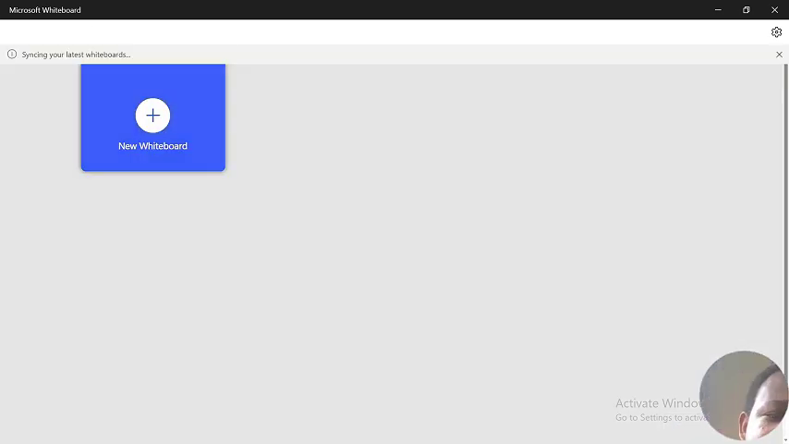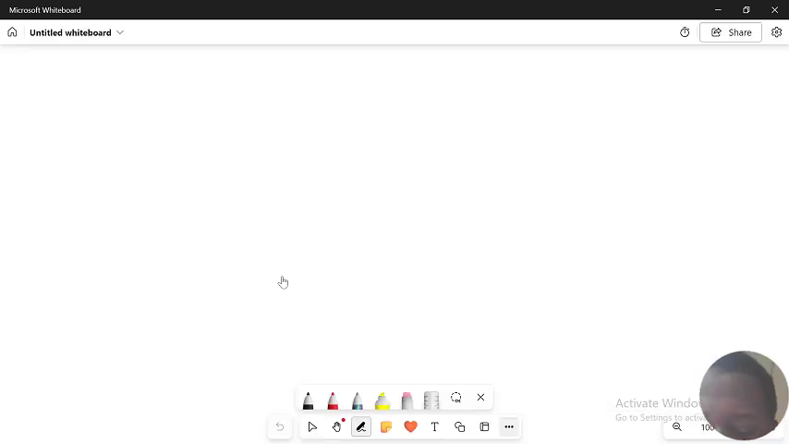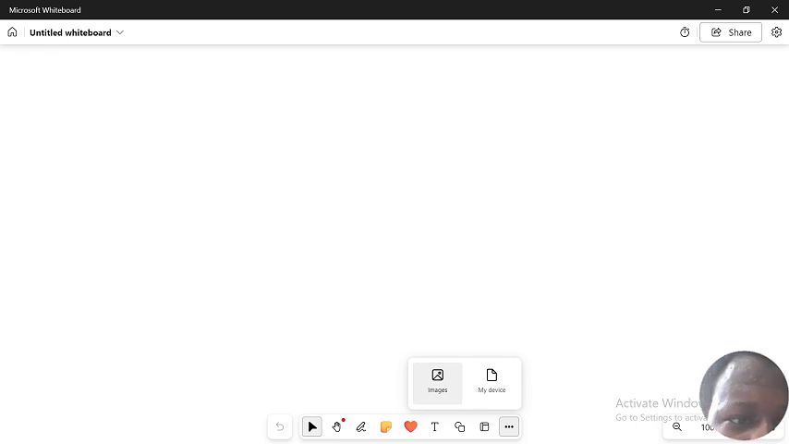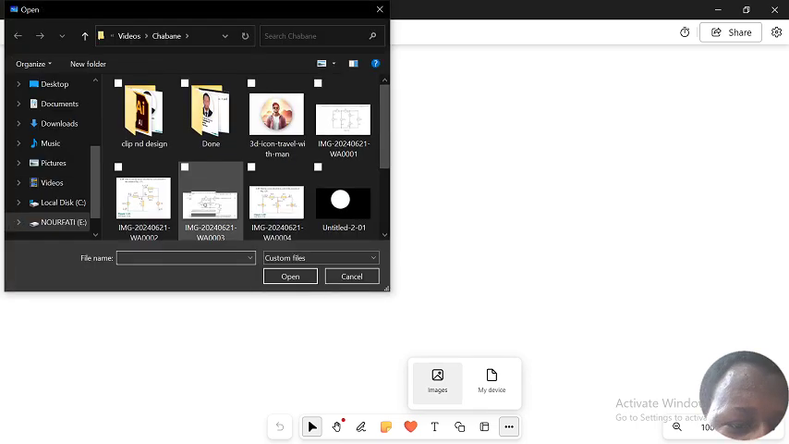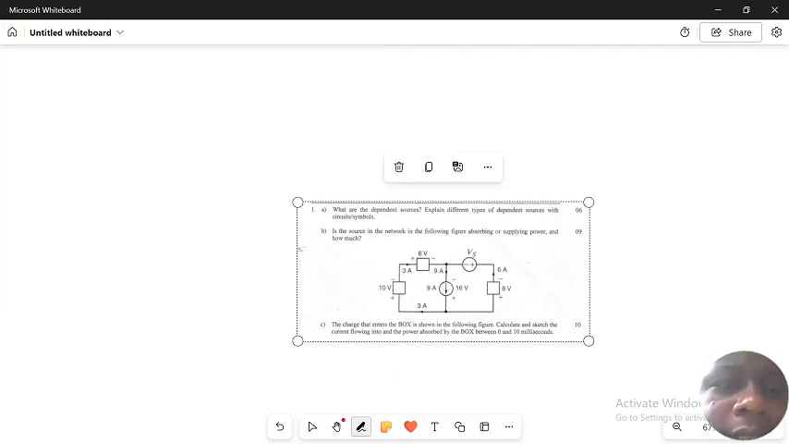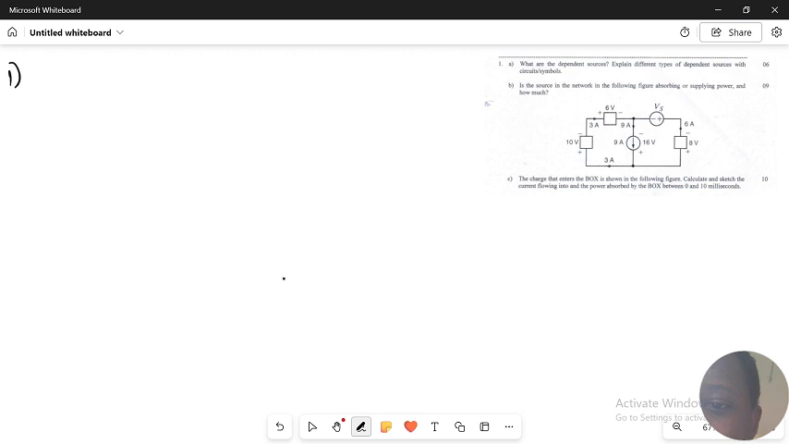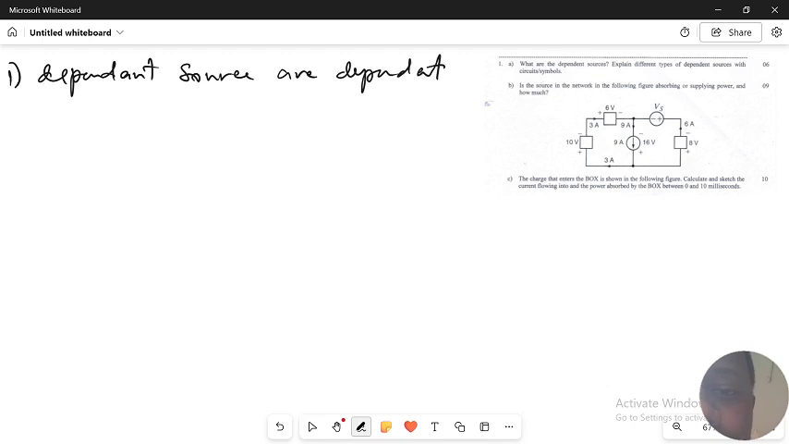We are also going to see another example on the same topic. If you see the first one, what's a dependent source? We already saw in the previous video that dependent sources are sources that depend on currents or voltages.